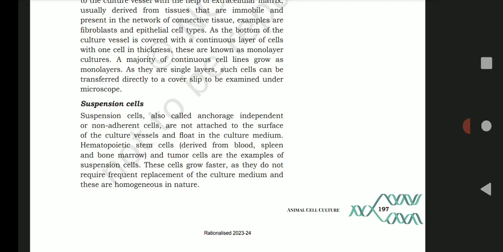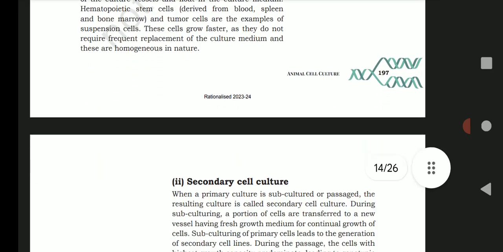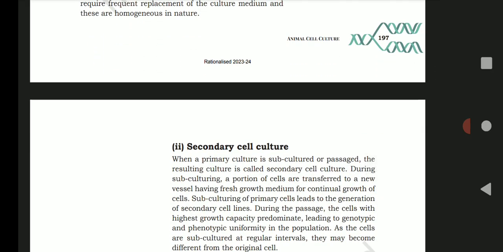These cells grow faster when compared to the adherent culture because the cells are free in the medium and receive the nutrients in sufficient amount as well as the oxygen for their growth and development. Homogeneous development takes place when compared to the layered culture.